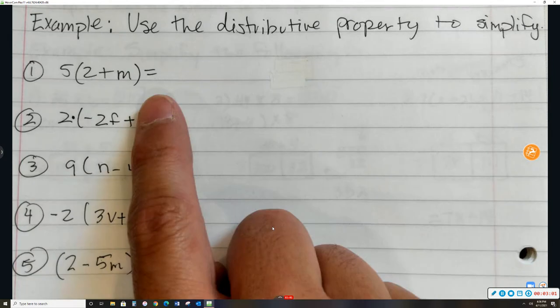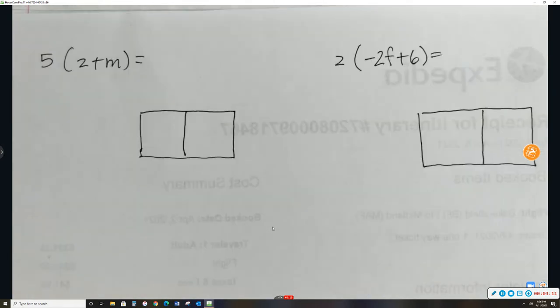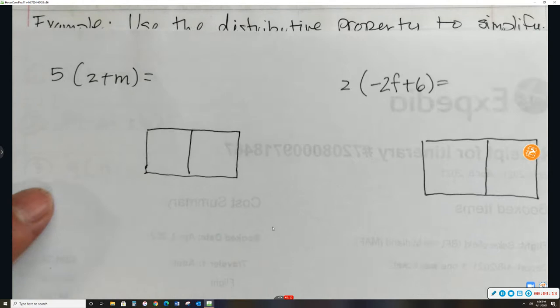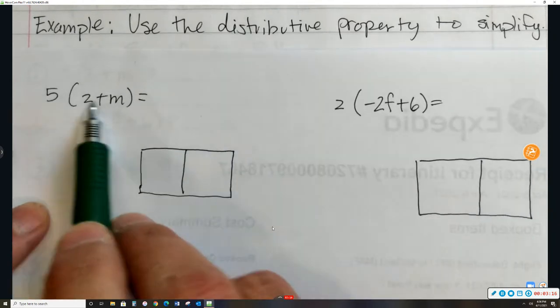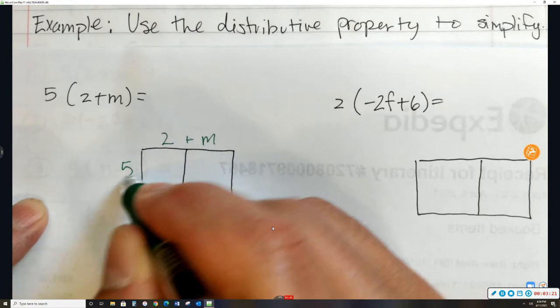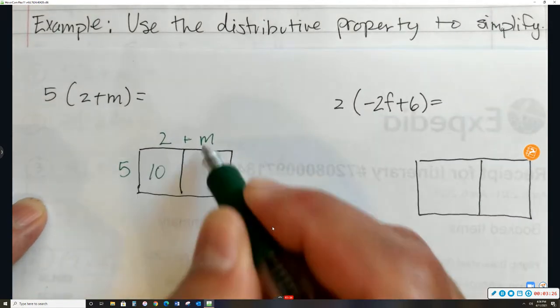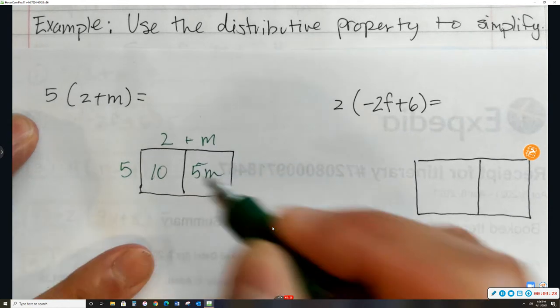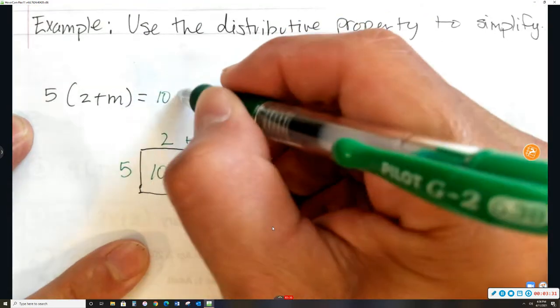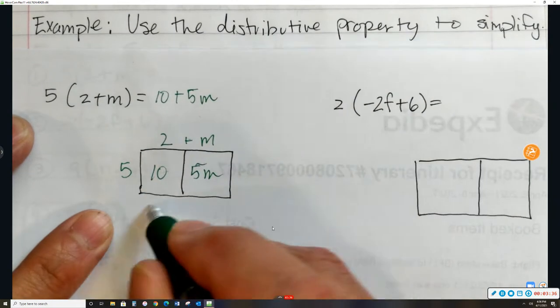Now remember, when I first introduced these last week, we used the box method. I'm just going to do this as a reminder, but I'll show you that it's not too different from what we're going to do this week. The 2 plus m would go across the top, and the 5 would go on the left-hand side, and then you multiply 5 times 2, and 5 times m. When we write our answer, it's 10 plus 5m, always in order from left to right.